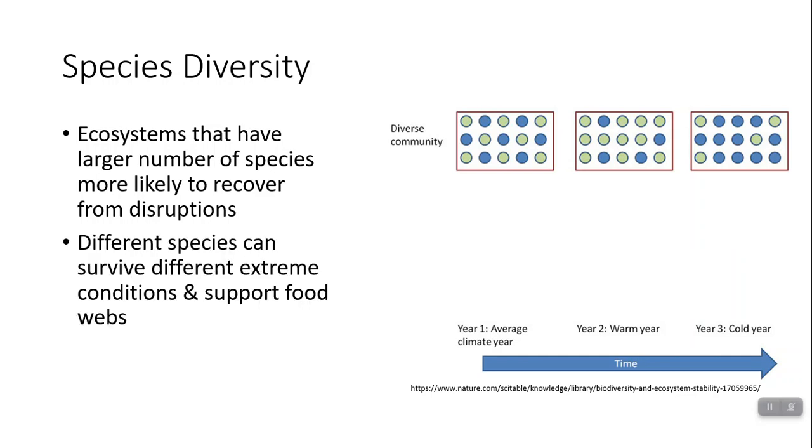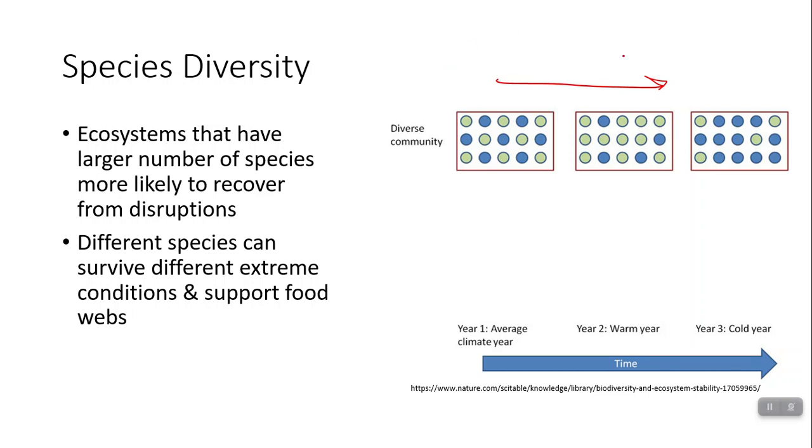That is because the different species might have different ranges of tolerance or different conditions that they can survive. So let's look at this top example that I have here. I have a diverse community, and I'm looking from the left to the right. I've got year one, I've got an average climate. It's just the general normal climate for that area.